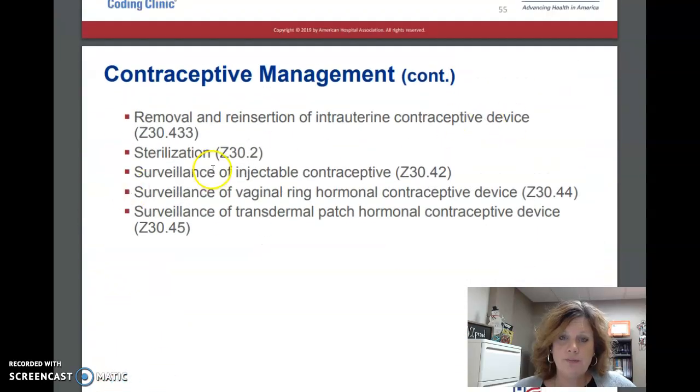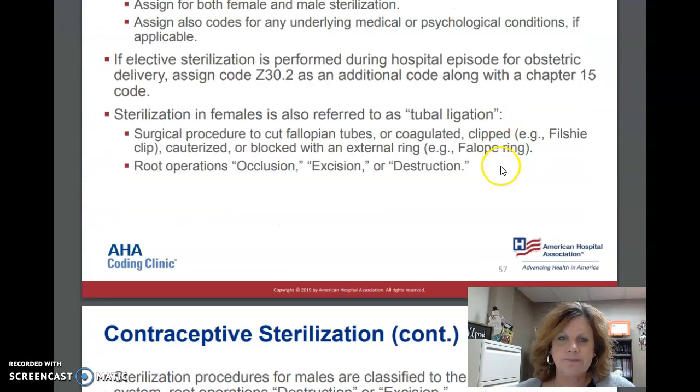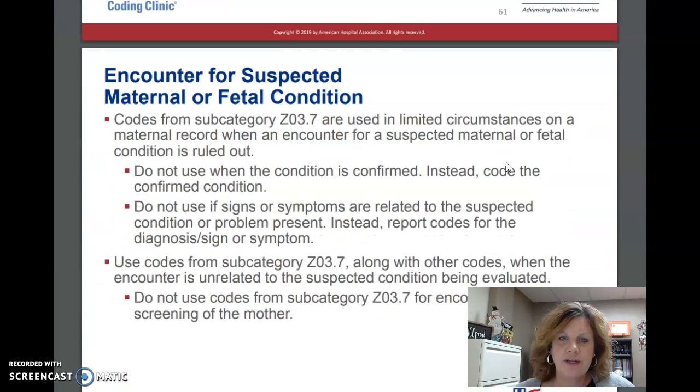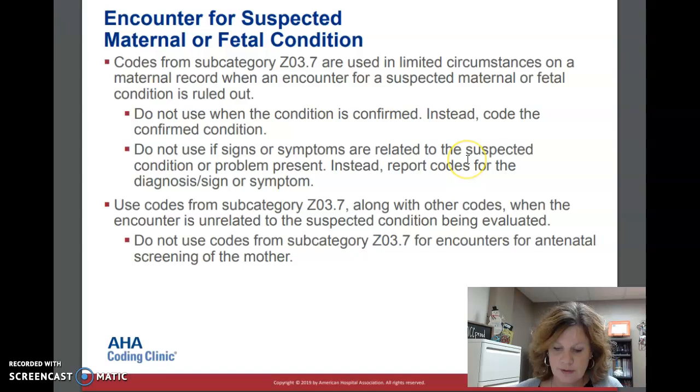One thing I want to make note of: if a patient is admitted for just sterilization, it's going to be Z30.2. If they're in there, they had a C-section, and at that point they decide, hey, I want to get my tubes tied, Z30.2 is going to come further down the line in your diagnoses. We also have procreative management, genetic testing. Again, you can just read through this. So let's go ahead and run through a problem, because some of these can be quite difficult.